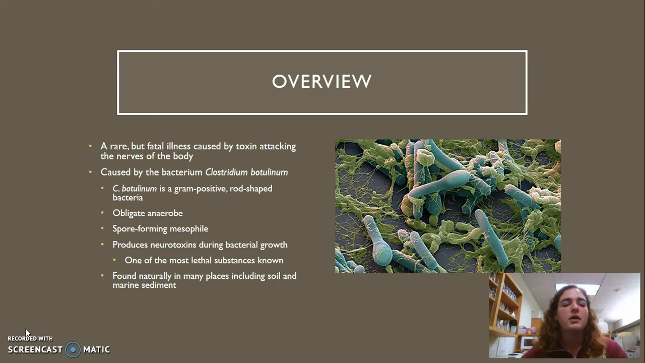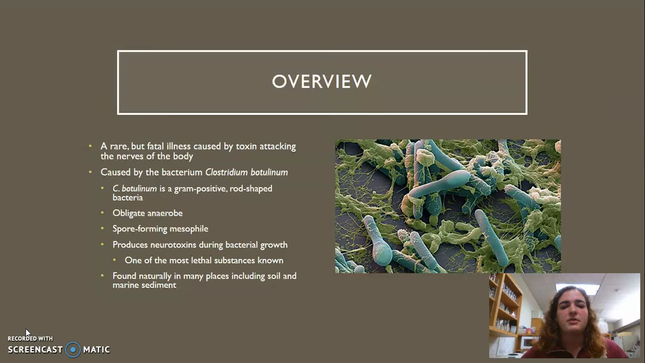botulinum is a gram-positive, rod-shaped bacteria that grows anaerobically. It also forms spores that can resist extreme environments. And so even when the bacteria itself dies in harsh conditions, the spores can remain viable and regrow once optimal conditions arise. So this bacteria produces a toxin that's considered one of the most lethal substances known. It's actually what earns this disease a spot on the bioterrorism category A list.